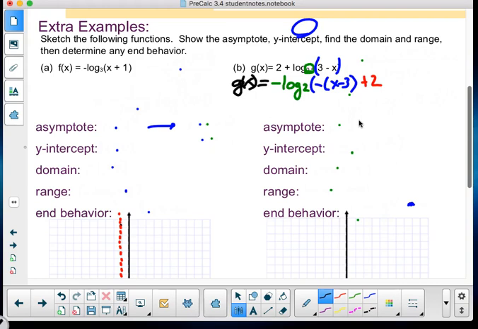Okay, so let's talk about my transformation. I'm going to reflect across the x-axis. So I have an x-axis reflection followed by a y-axis reflection. I get my reflections out of the way. Then I move horizontally 3 units to the right.